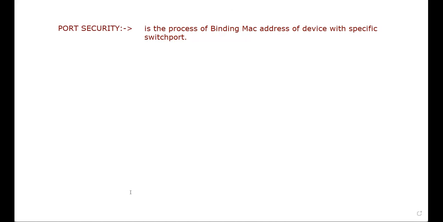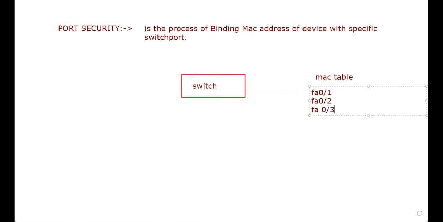So I'm going to give you one example. For example, this is my switch. You all know that a switch can make a MAC table because it is a smart device. First time it will broadcast, and after that it will unicast with the help of the MAC address. So in the MAC table, it has port information: F0/1, F0/2, F0/3, F0/4.